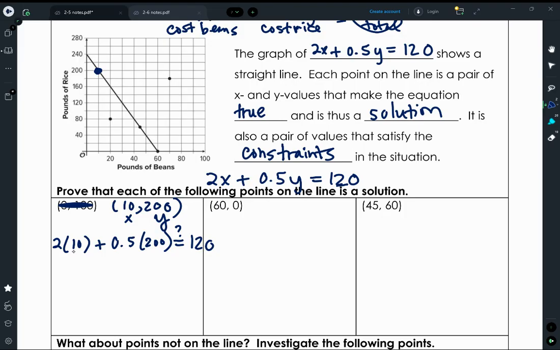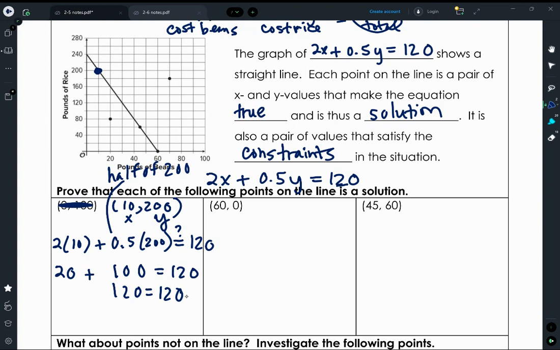So first I want to multiply. 2 times 10 is 20. And then when I'm multiplying by 0.5, it might help to think of the 0.5 as half. So 0.5 times 200 is 1/2 of 200. So I can think of this as half of 200. So half of 200 is 100. And when I add those together, it is going to equal 120.